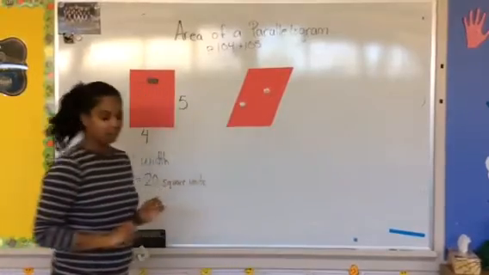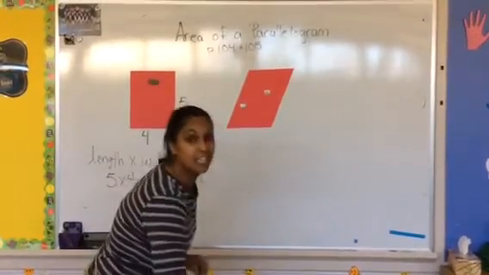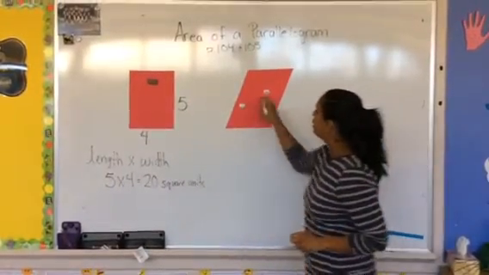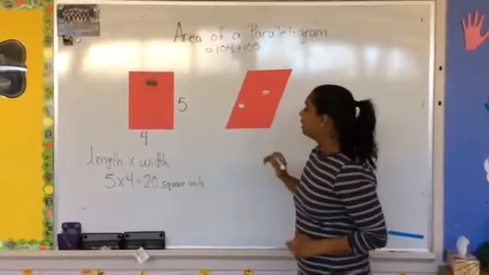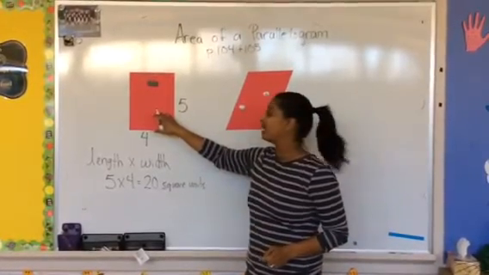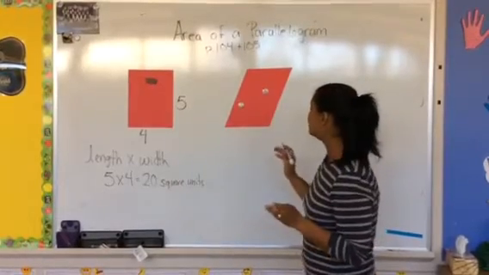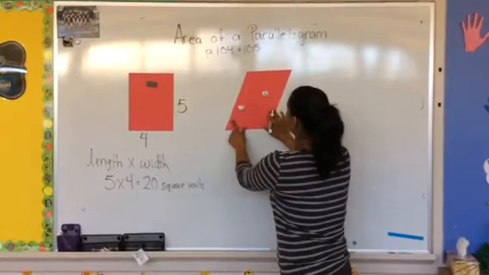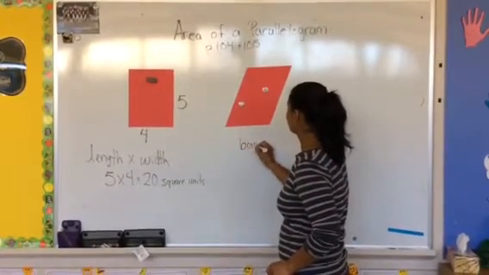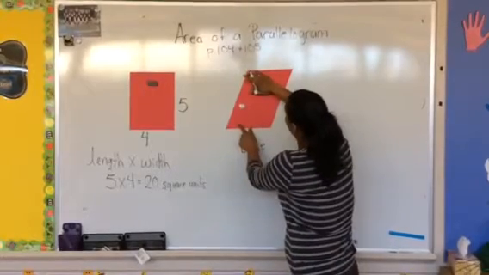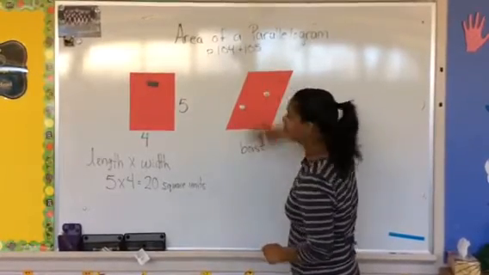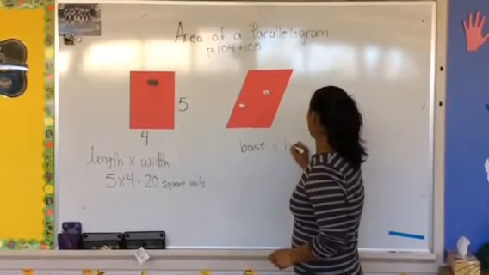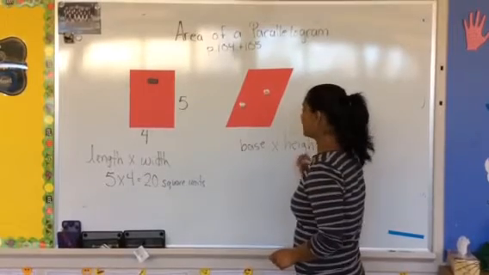So if we look now, it's not a rectangle anymore, it's a parallelogram. And when we find the area of a parallelogram, it's very similar to finding the area of a rectangle, except that the names are a little bit different. So the measurement across the bottom here, that is called the base. And then from bottom to top, or top to bottom, that's called the height.